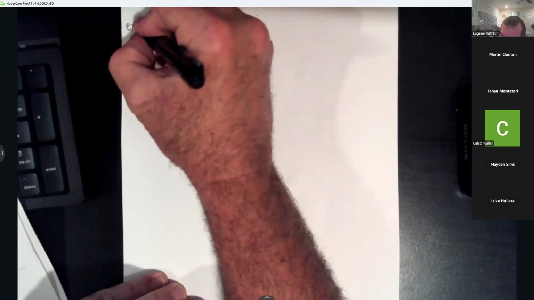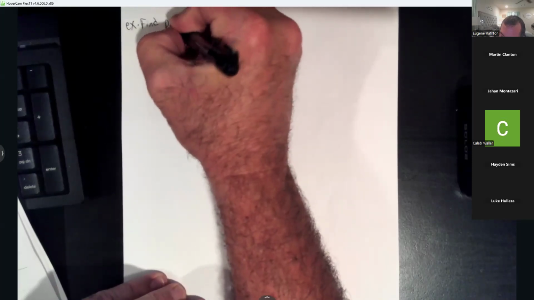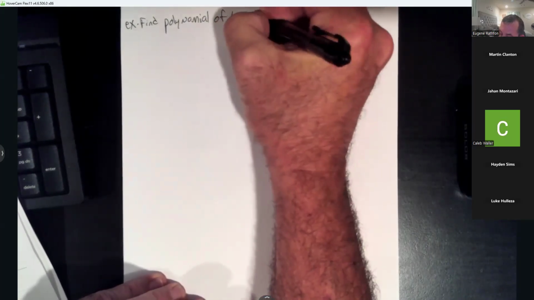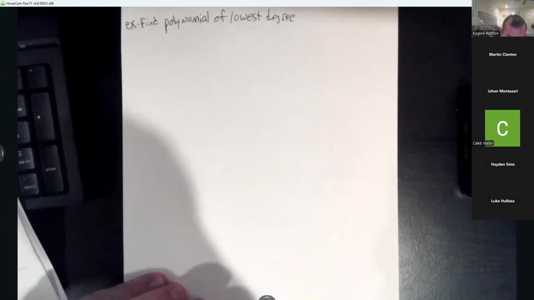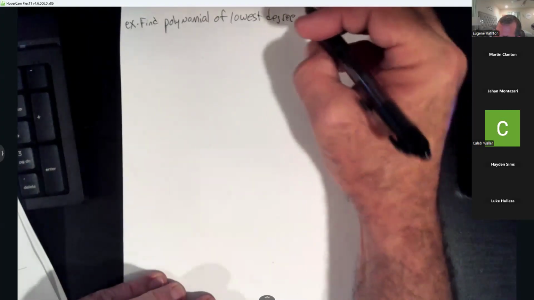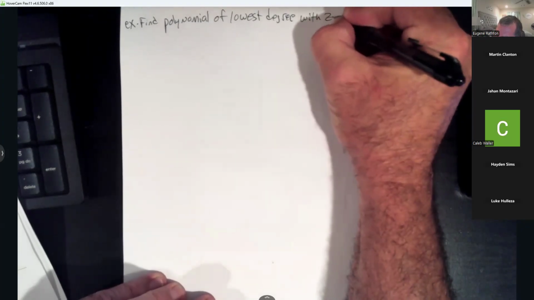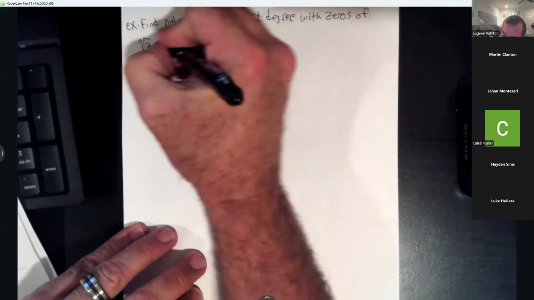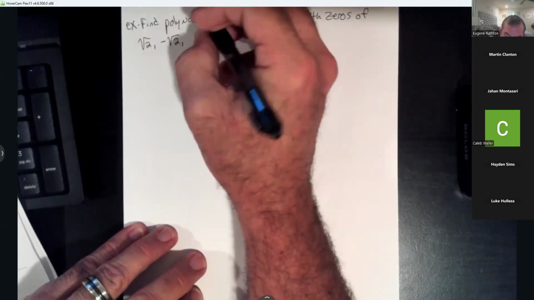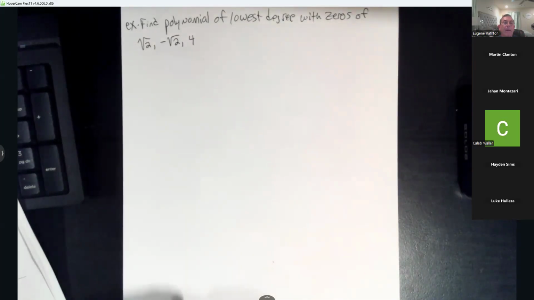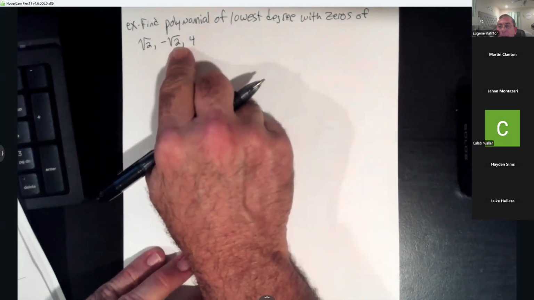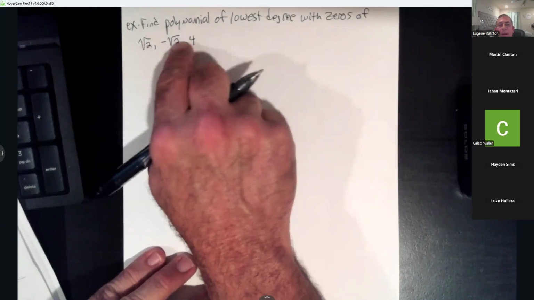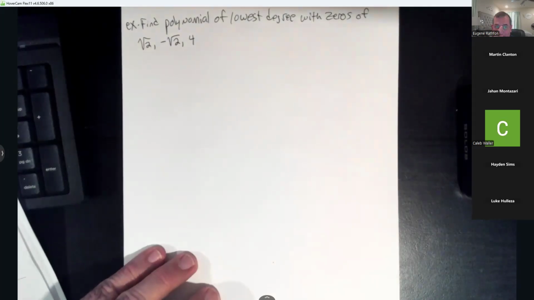find a polynomial of lowest degree with zeros of. All right, so my zeros are square root of 2, negative square root of 2, and 4. So this time I'm getting radicals. The last one I had imaginary numbers. But notice, these are also in conjugate pairs because you got one plus and one minus.